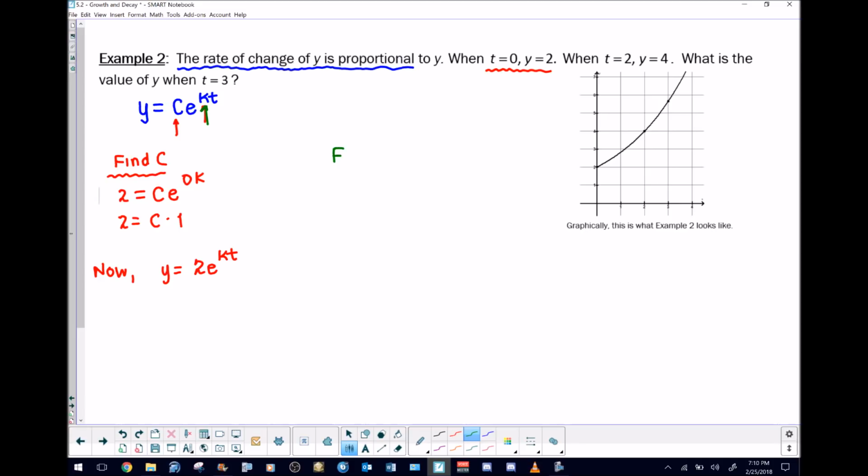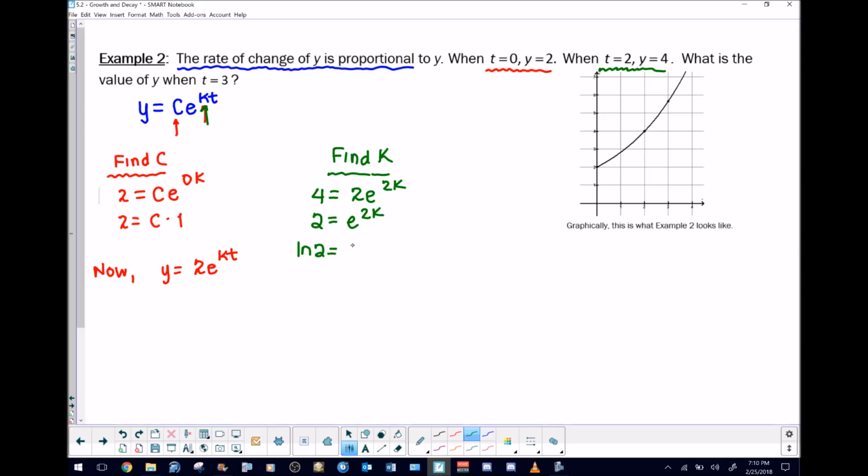Now, in order to find k, you're going to have to be given some other information, and lo and behold, we do have that. We have another relationship between t and y that isn't necessarily the initial relationship. So in this case, we're going to let y be 4. At the same time, we let the t value be 2. This will enable us to solve for k. So if we divide by 2, we would end up at this point.